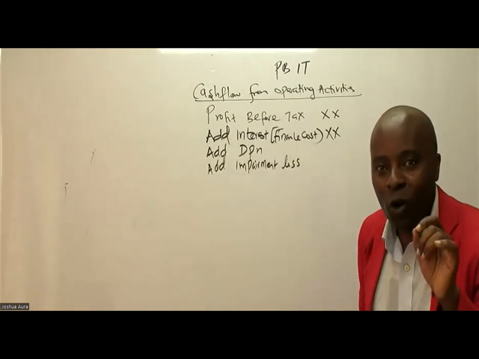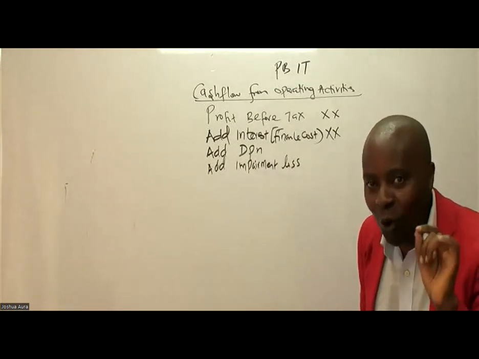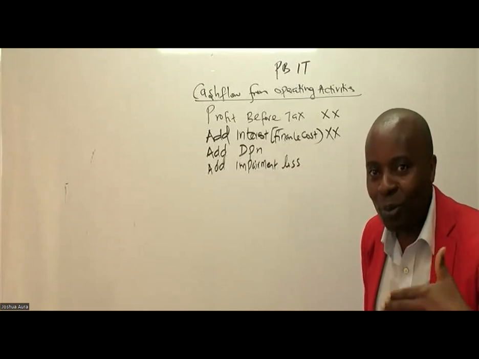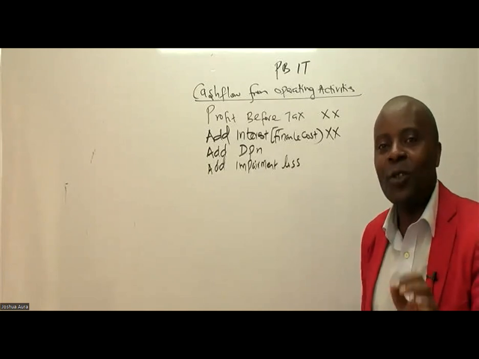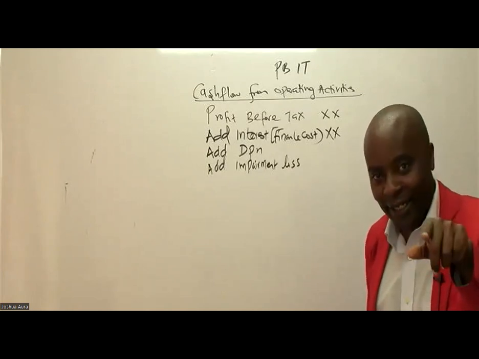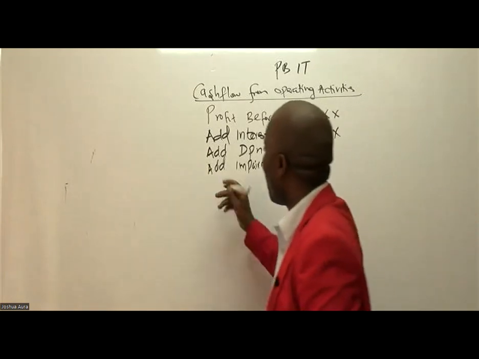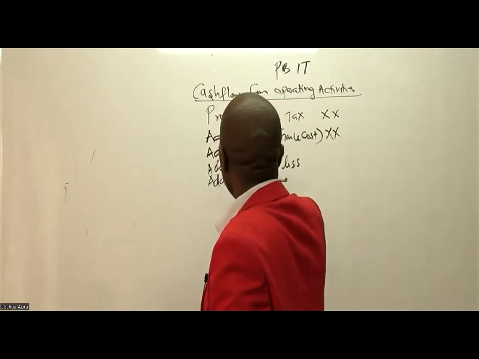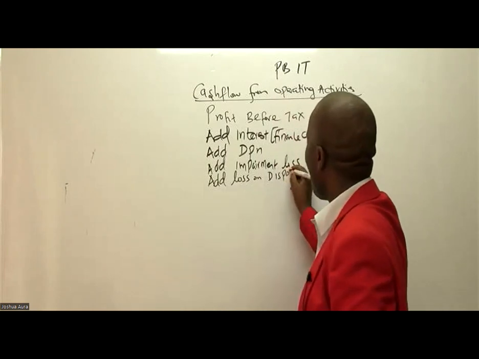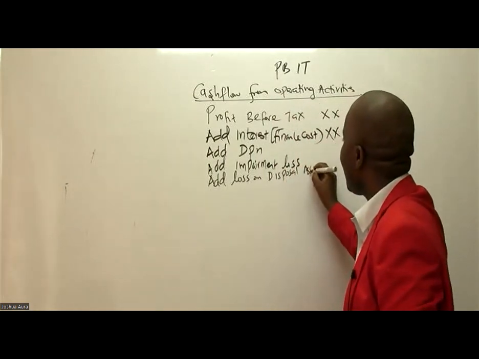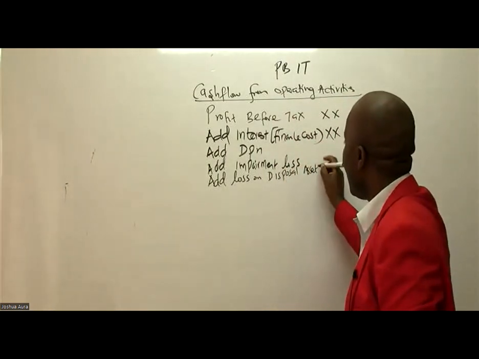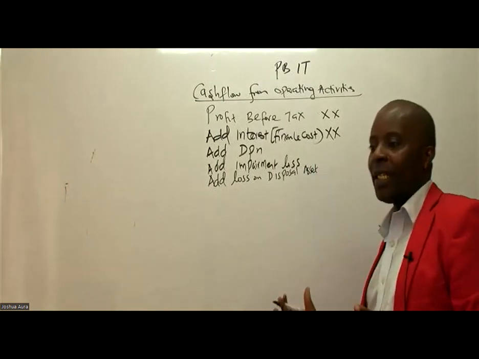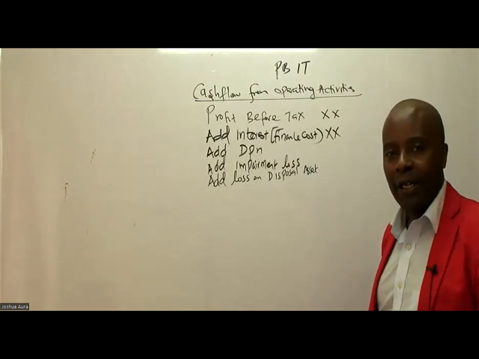Yes, we have loss on what here? Disposals. When you dispose of an asset and you make a loss, that loss is not a cash item. So in this case, add a loss on disposal of any asset, including subsidiaries.